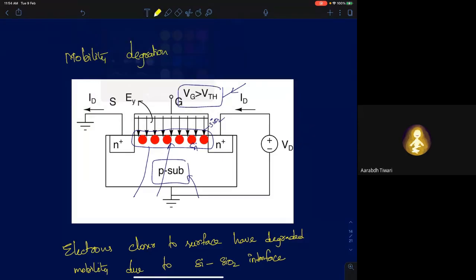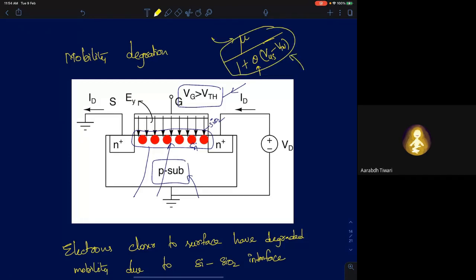If mu is your mobility at low gate voltages, we model the degradation in mobility by a parameter called theta, the mobility degradation parameter. It will be mu divided by 1 plus theta into (Vgs minus Vtn). So instead of mobility, you replace it by the degraded mobility given by this expression. This expression tells you that as you increase your gate to source voltage, your mobility decreases.